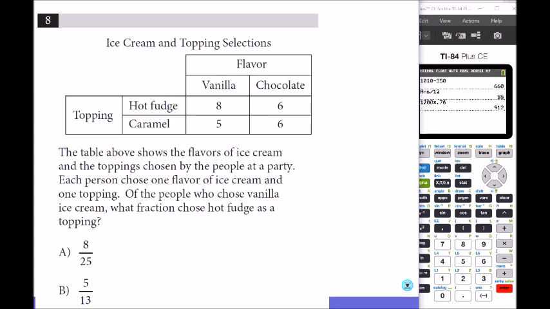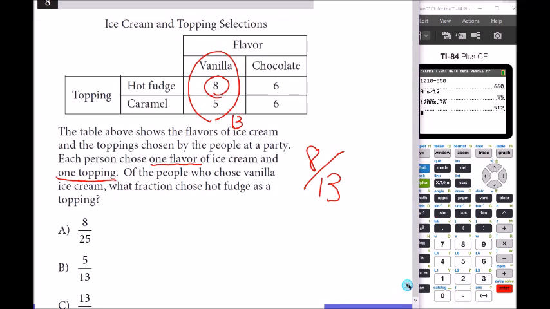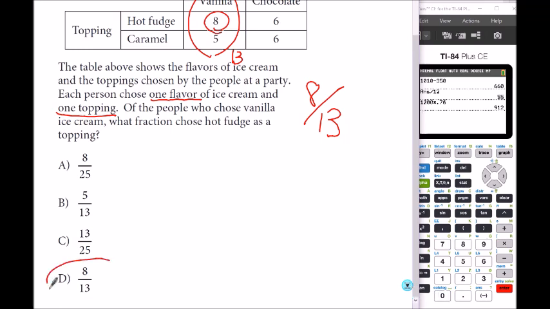8. Ice cream and topping selections. The table above shows the flavor of ice cream and the toppings chosen by people at a party. Each person chooses one flavor of ice cream and one topping. Of the people who choose vanilla ice cream, out of 13 total, what fraction chose hot fudge as a topping? Hot fudge was 8 out of 13, so it is 8 out of 13, D.